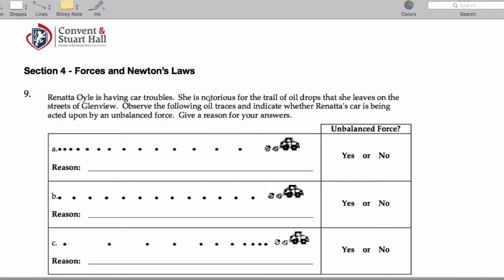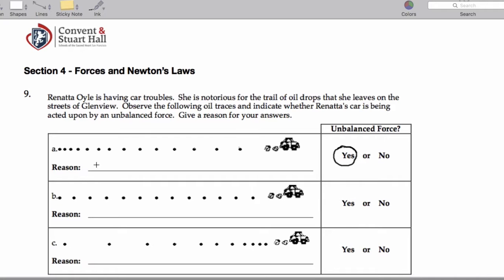So just to be clear, what we're saying is that these are little drops of oil that the car is leaving behind, and they're happening one after the other with the same amount of time in between drops. So for example, this would be at 0 seconds, this would be 1 second, 2 seconds, 3 seconds, 4 seconds, 5 seconds. And so what that tells us here is that the spacing between the drops is increasing, which means the car is changing its speed. It does have an unbalanced force.